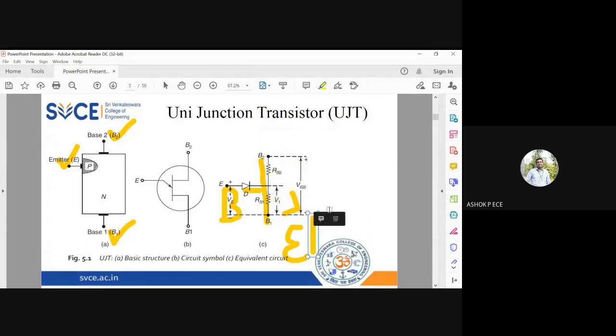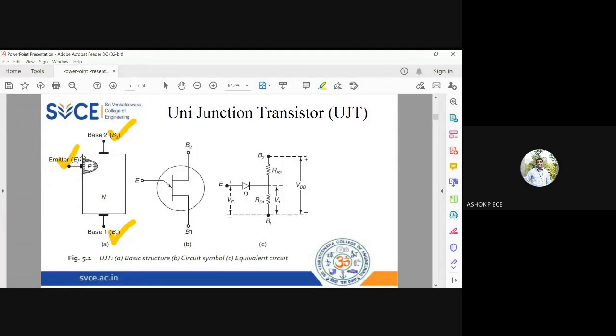It is a single PN junction. It is going to have only one PN junction, and compared to conventional PN junction diode, where the P and N regions will be uniform and of same size, here you see I have a bulk N-type material. In that a small region I am going to have P-type growth. P-type region is grown in that small region. So that P-type is going to be my emitter, and N-type I'm going to have base 1 and base 2.